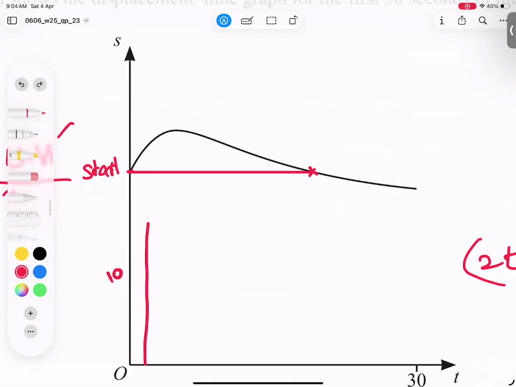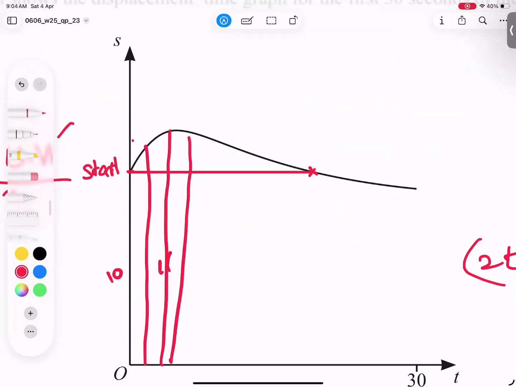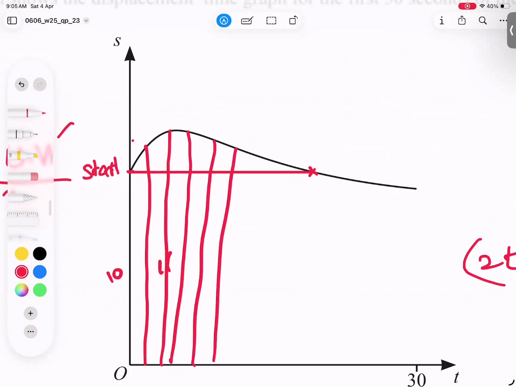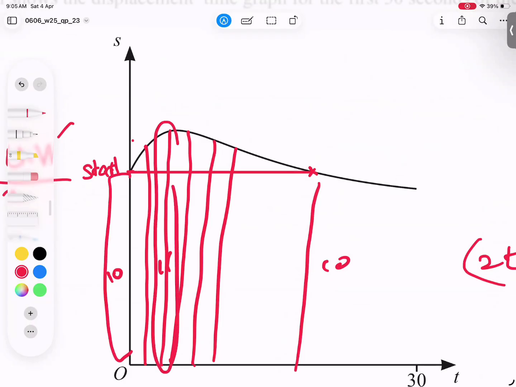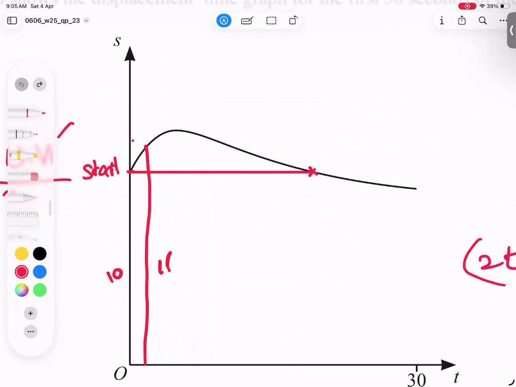Then what happens? Let's say this is 11, let's say this is 12, this 13. Then it's reducing, sorry, just an example, 10, 11. Then let's say again it reduces, and here again it becomes 10. So basically, if you look carefully, this displacement is first 10 in the starting stage, then the displacement increased. You can see clearly. Let me elaborate once again.